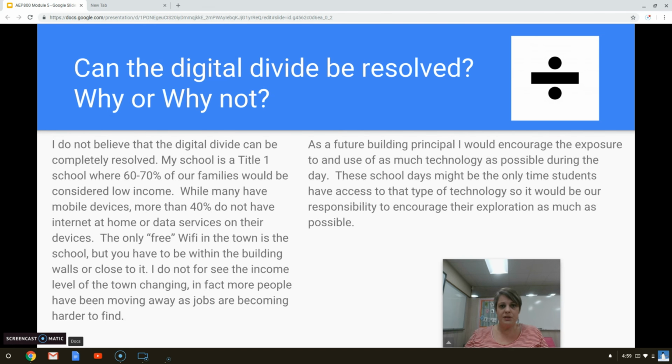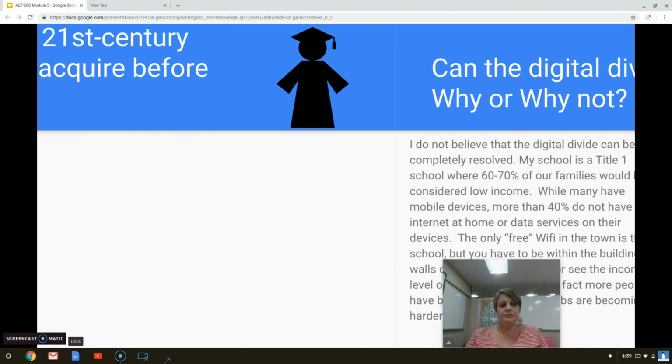So, as a future building principal, something that I would highly encourage would be the use of as many technology resources in the classroom as we can get. Our students, if the only access they're going to be receiving is going to be in the school system, by the time we graduate, we need to make sure that we've given them as many tools as we possibly can.